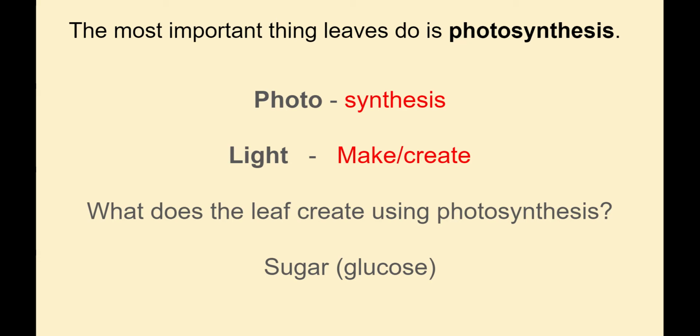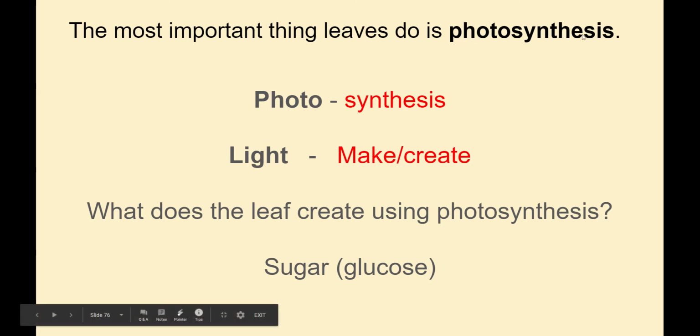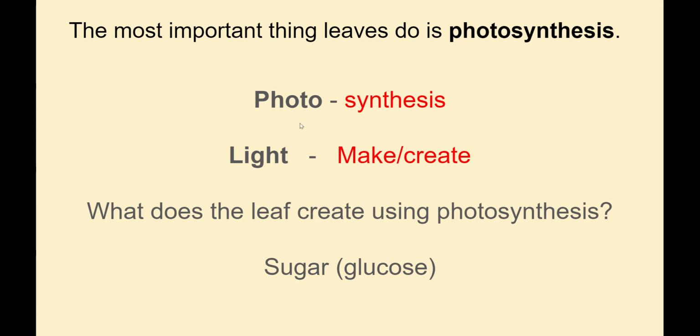Today, we want to talk about one of the things that leaves do that we could probably classify as being the most important job of a leaf, and that is to do a chemical process which is called photosynthesis. Now, if we look at the word photosynthesis, it's made up of two words, photo and synthesis. Photo means light, synthesis means to make or create. So the rough or loose definition of photosynthesis is using light to create something.